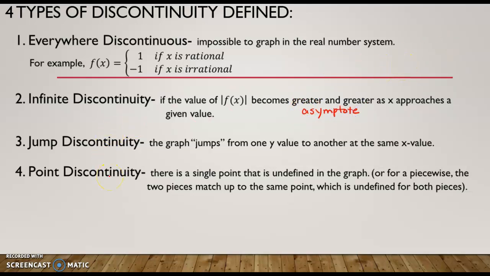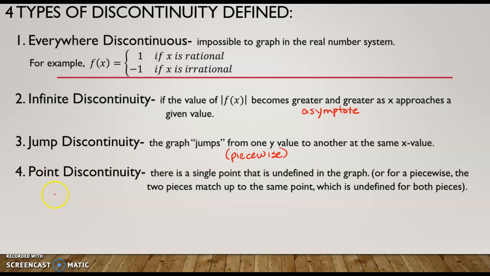Jump discontinuity. The graph jumps from one y value to another at the same x value. That's usually what we were dealing with piecewise. Occasionally they would overlap, but mostly we had jump discontinuity there.